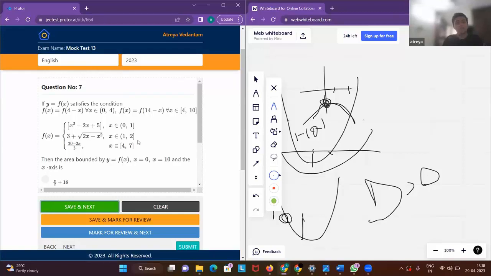Okay. First, the greatest integer function of x squared minus 2x plus 5. Whenever we see something like this, quadratic greatest integer function, we always complete the square. So this is x minus 1 the whole square plus 4. This is easier for us to analyze cases.